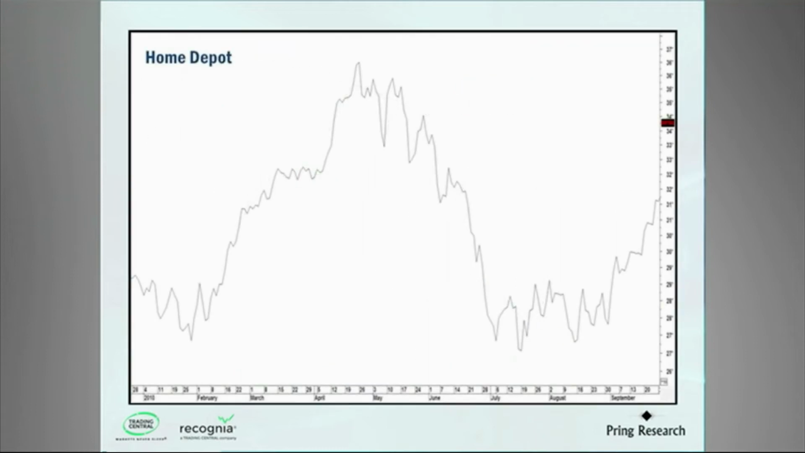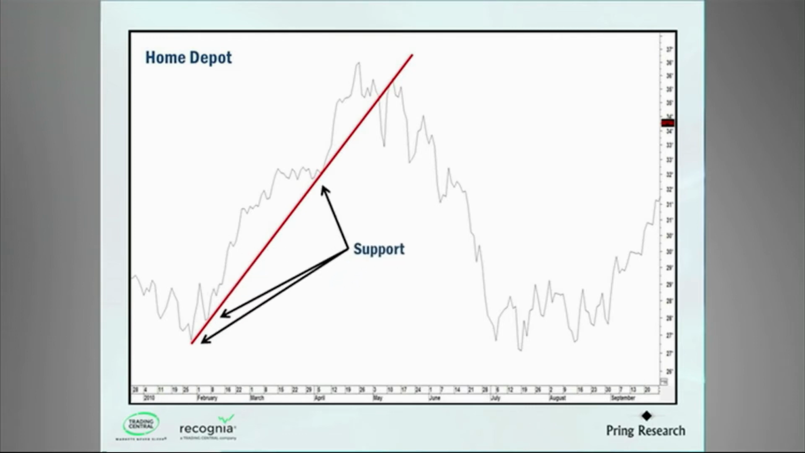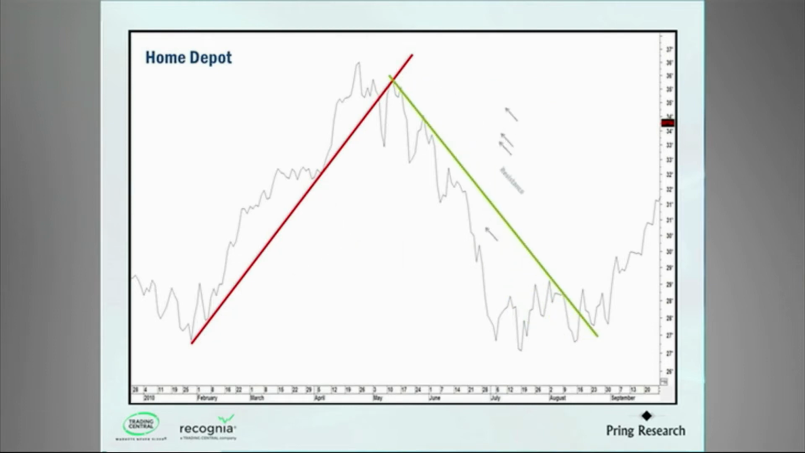This chart shows an uptrend line break for Home Depot that acted as support but reversed its role to resistance after its violation. Then we see the opposite as a resistance downtrend line becomes support in its phase as an extended line.